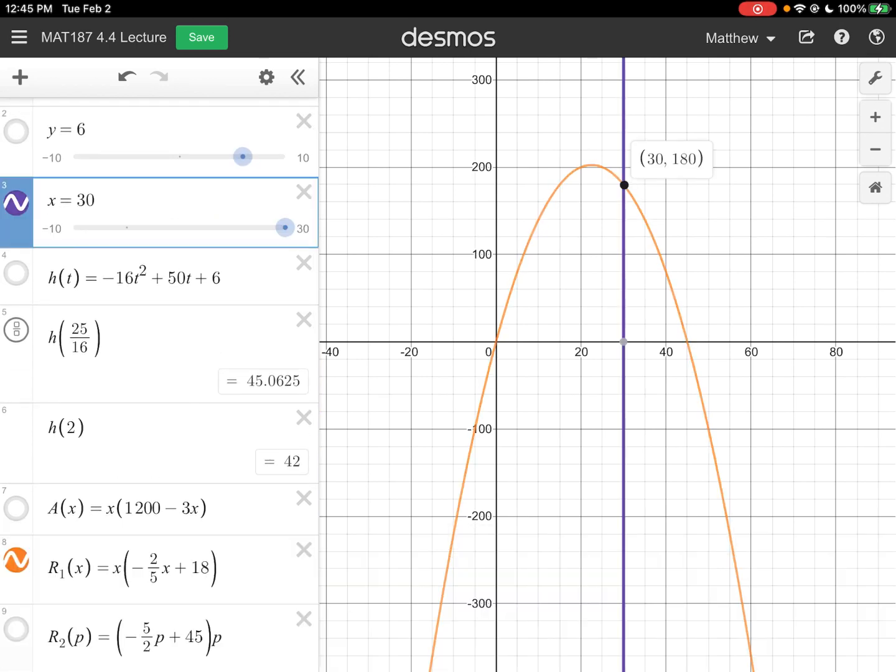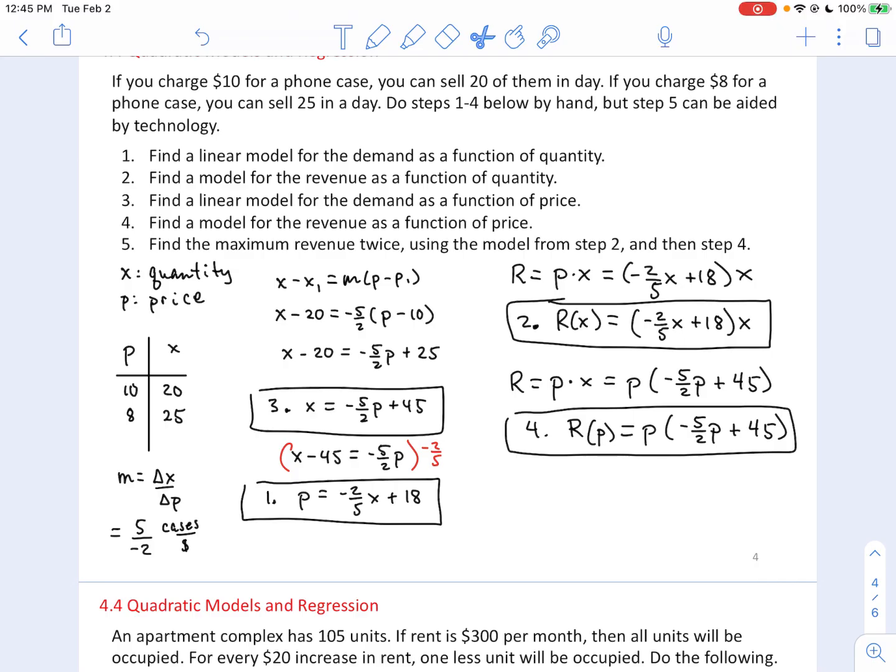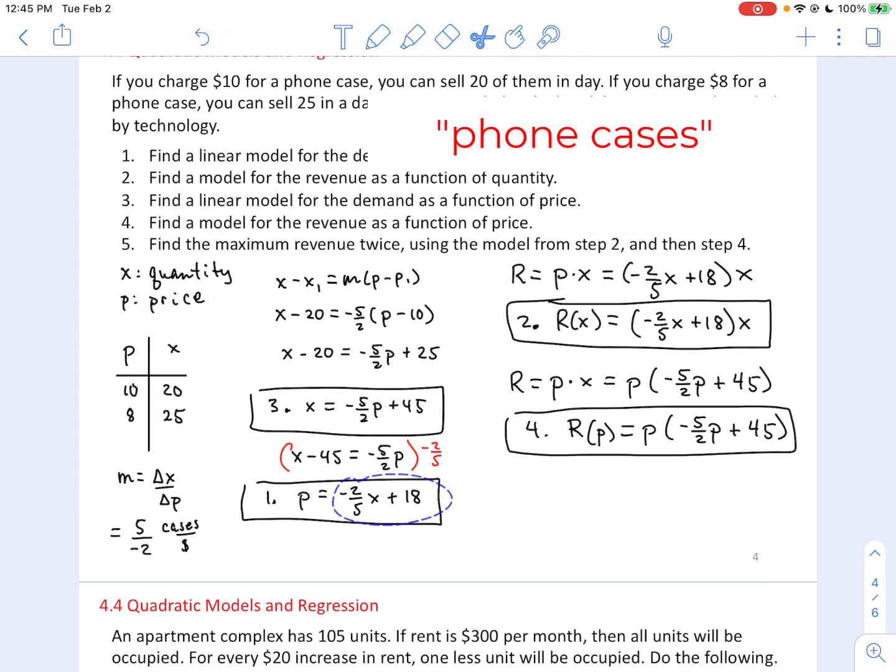Let x be 30. So if you want to sell 30 phones, you're going to have to charge a certain amount. And that amount is dictated by equation 1. You would simply plug 30 in here for x and see what the price would be. Negative 2/5 of 30: a fifth of 30 is 6. Multiply by negative 2 is negative 12. Add to 18 is $6. So if you want to sell 30 phones, you need to charge $6.